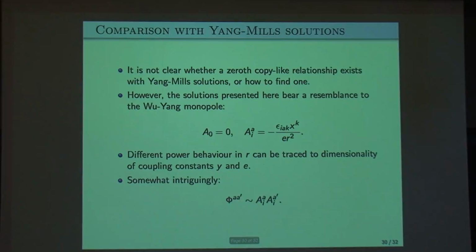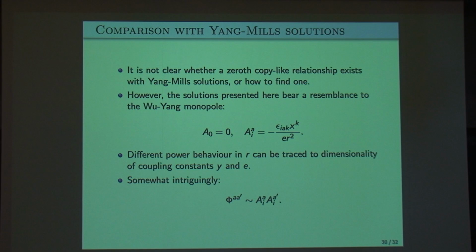And then we can at least start to ask, is there anything in Yang-Mills theory that could be related to these? It's not clear whether a zeroth copy relationship exists with Yang-Mills solutions, or even how to find one, and that's because what we mean by the double copy has traditionally relied on solutions of the linearized theory, which we can't rely on here. But I do note that there is an interesting resemblance between the Wu-Yang monopole and the solutions that are presented here for the biadjoint theory.